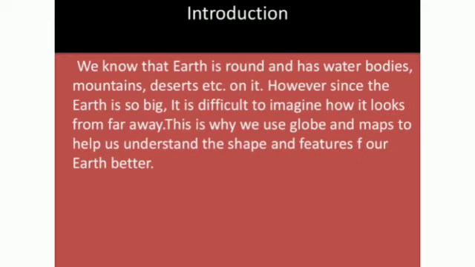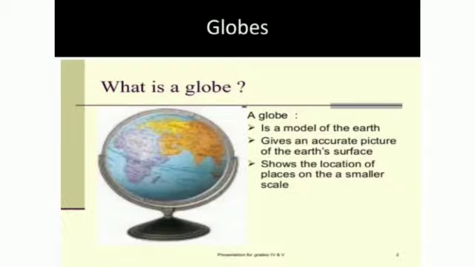Introduction to this chapter. We know that Earth is round and has water bodies, mountains, deserts, etc. on it. However, since the Earth is so big, it is difficult to imagine how it looks from far away. This is why we use globes and maps to help us understand the shape and features of our Earth better.